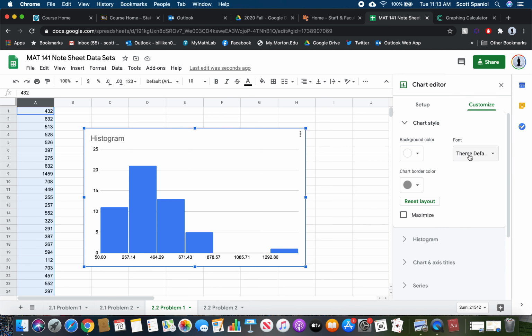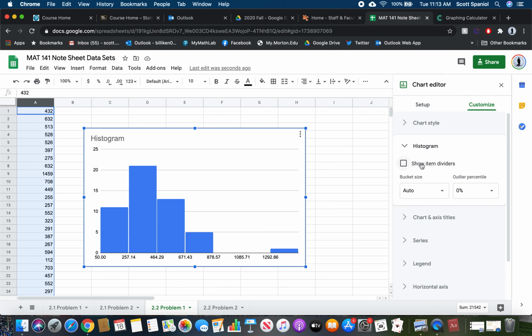Okay, you've got chart style, which just changes colors and things like that. Then you've got the histogram. Now, the histogram is one of the things we want to talk about. Right now, this is set up to do our bucket size. Now, the bucket size is the same thing as class width.